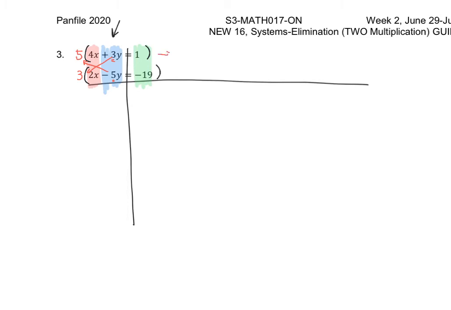So when I do this, I distribute that 5 out and I get 20x plus 15y equals 5. On the bottom, I get 6x minus 15y equals, this is another odd one, I don't know off the top of my head. It's definitely going to be a negative. Don't have to worry about that. 57.